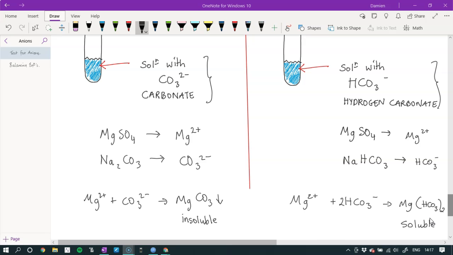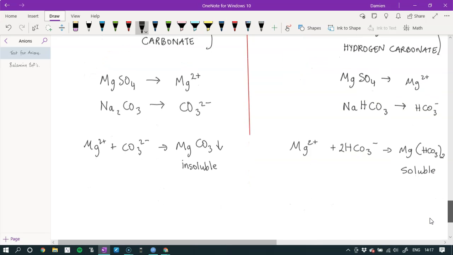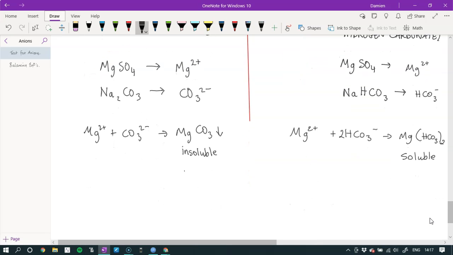So basically, when you add your magnesium sulfate, you're going to get a precipitate here, which is a white cloudy substance, whereas over here, there is no precipitate, and it's clear. And that's how you distinguish between the two. And that's the end of that experiment. Part 2 then for the next couple of experiments.